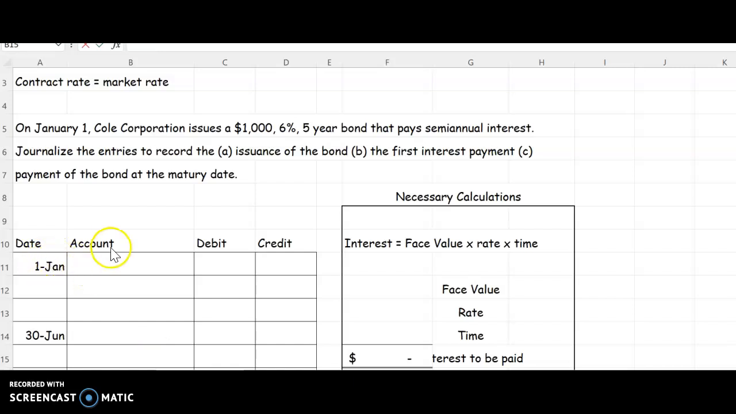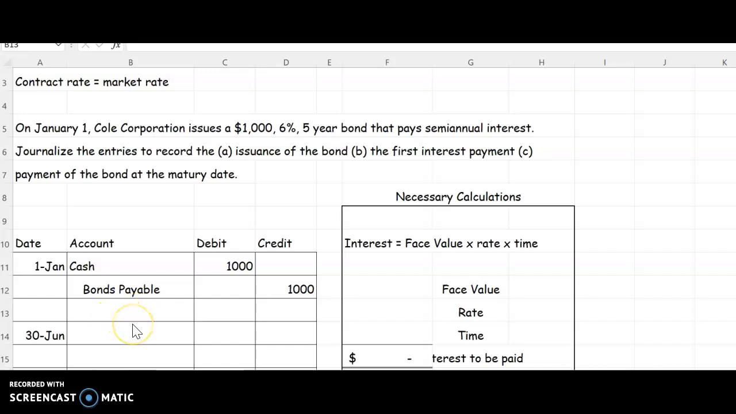Okay, so let's start at January 1st. So a company issues a bond because they want money. So we're going to get cash. So let's go ahead and debit cash first. Since we're issuing it at the face amount, we're getting $1,000 cash. And then we're going to set up our bonds payable, which is a liability account, saying that we're going to pay this bond back in 5 years, the face amount of $1,000. So this is our original entry. Cash goes up, bonds payable goes up.